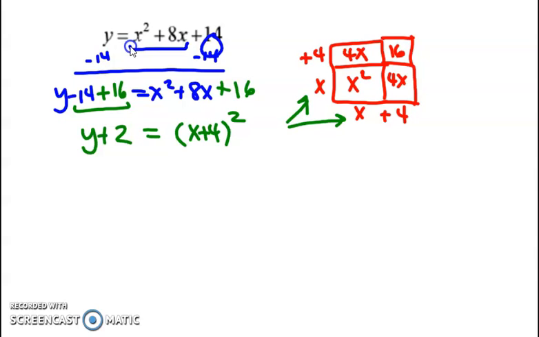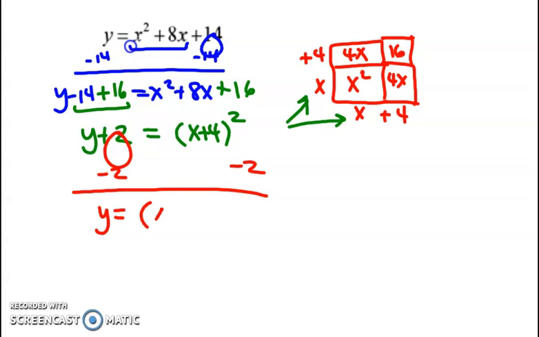Just keep in mind, we're trying to write this thing in vertex form. So in vertex form, it is going to be (x minus h) squared. So it means our two factors of our rectangle should be identical, and then plus the k value. Now, to get the final equation, we need to get y by itself. To do that, we need to subtract away the 2. So we end up with y is equal to (x plus 4) squared minus 2.